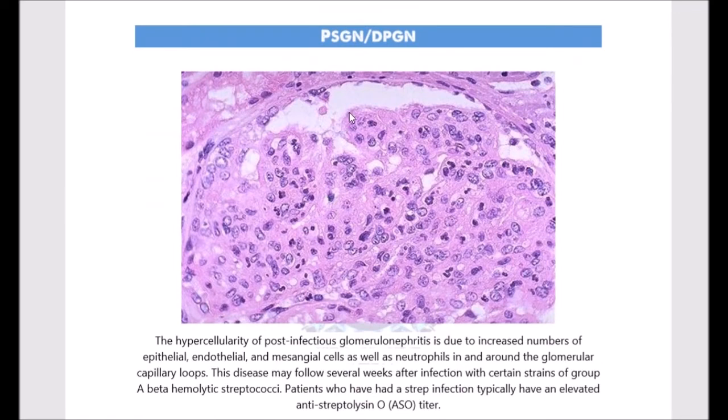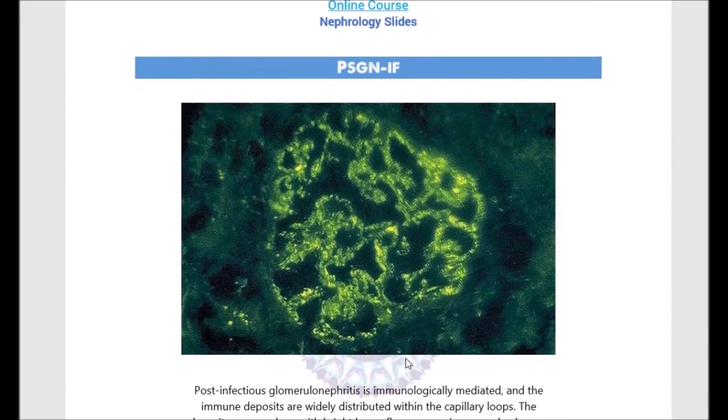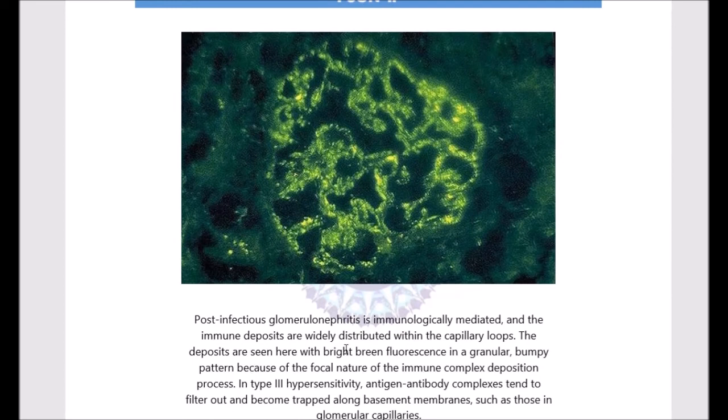Here is the PSGN once again at higher magnification. Same thing, the hypercellularity: the number of cells, epithelial, endothelial, mesangial, as well as the neutrophils in and around the glomerular capillary loops. This disease may follow several weeks after the group A beta hemolytic streptococcal infection. PSGN, once again, on immunofluorescence is immunologically mediated and the immune deposits are widely distributed within the capillary loops.